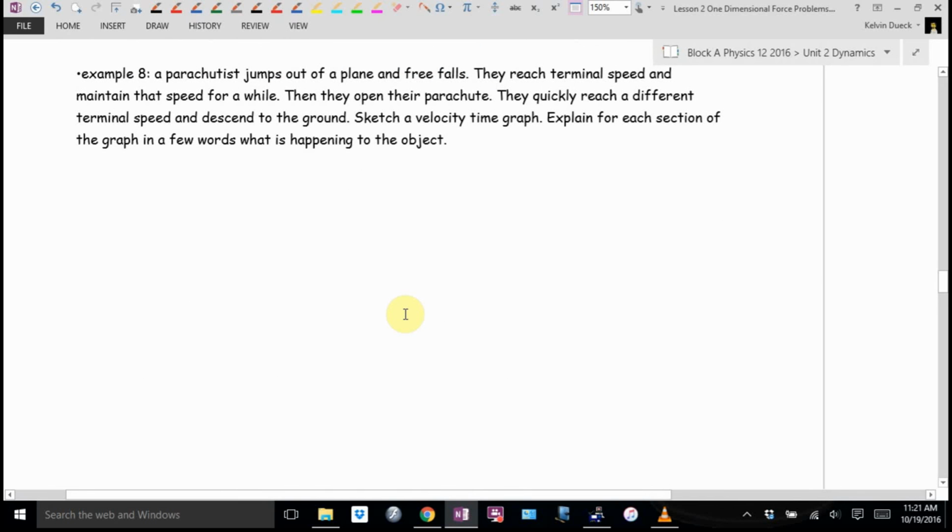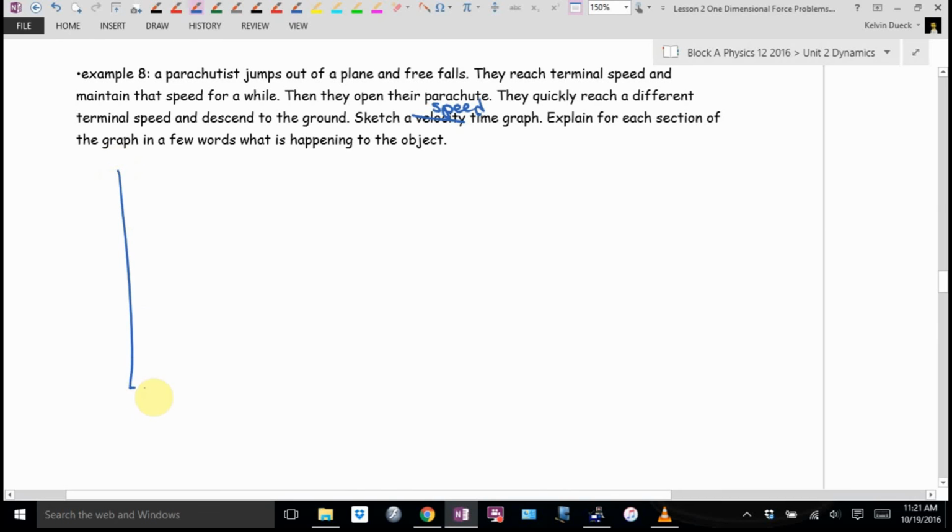A parachutist jumps out of an airplane and free falls. They reach terminal speed and they maintain that speed for a while. Then they open their parachute, reaching a different terminal speed. Sketch of velocity. Do me a favor, cross the word velocity out. Replace it with the word speed, because technically your velocity would be negative, which means I'd be drawing this below the x-axis the whole time, and I don't want to do that. So we'll just graph speed.